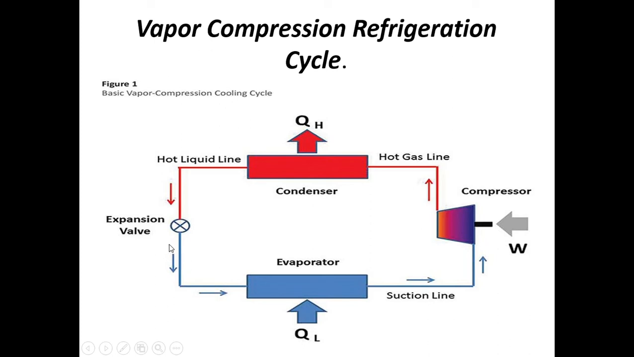Now that remaining liquid, which is at a very low temperature, passes through the evaporator coil. Here the temperature of the refrigerant passing through the evaporator coil is much lower than the outside air temperature, or the space to be cooled. At the beginning you have a normal temperature, and here a very low temperature refrigerant is entering.